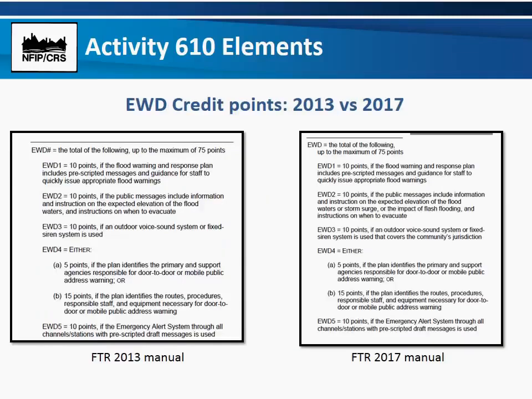On this slide, we're talking about EWD 1 through 5, or at least a portion of 5. The only difference between the 2013 manual and the 2017 manual is found on EWD 3, as in the 17 manual has added the words that covers the community's jurisdiction. So if an outdoor voice system is used or fixed siren system, it must cover the community's jurisdiction.